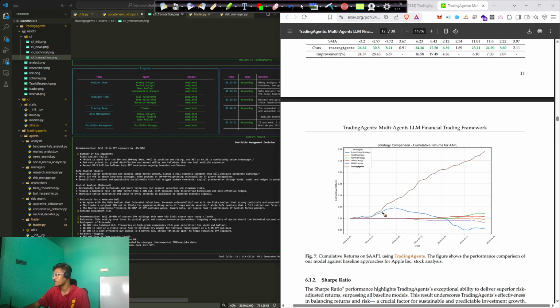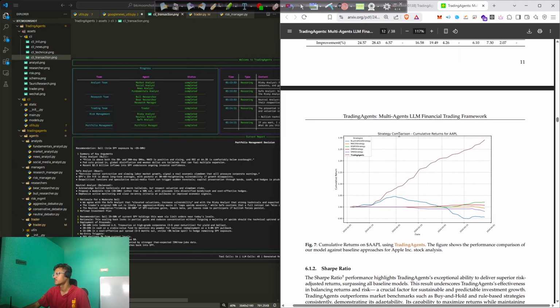I mean, we can see the drawdown is not much. Drawdown is like, suppose we have this and the market comes down. So this is our drawdown. Think of it as cumulative returns. Then from here we go, then we have another drawdown, and then again we go like this. So this we have to avoid, and that's what it's doing perfectly in the trading agents framework.